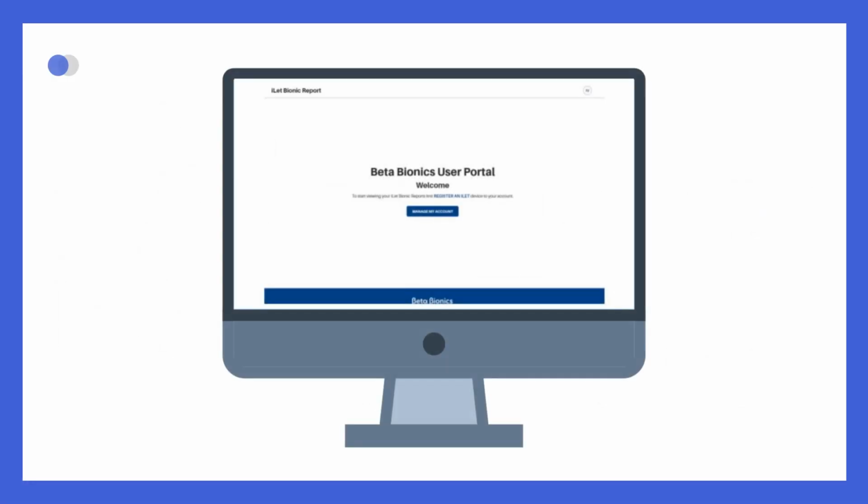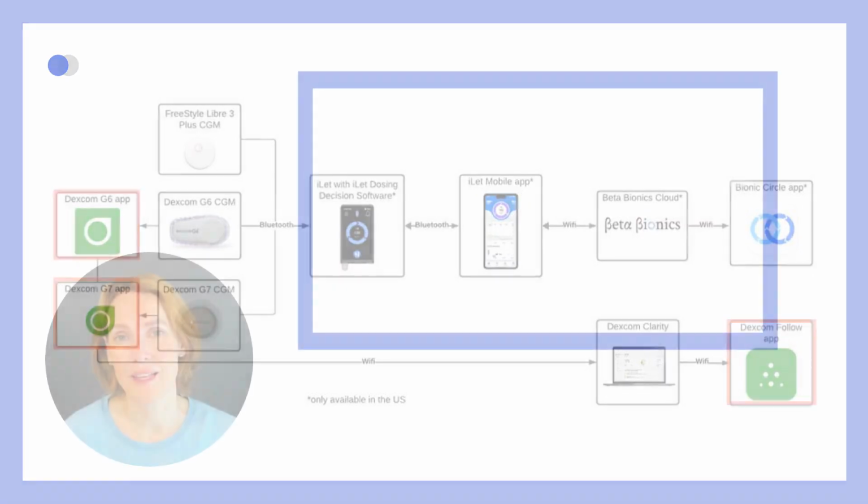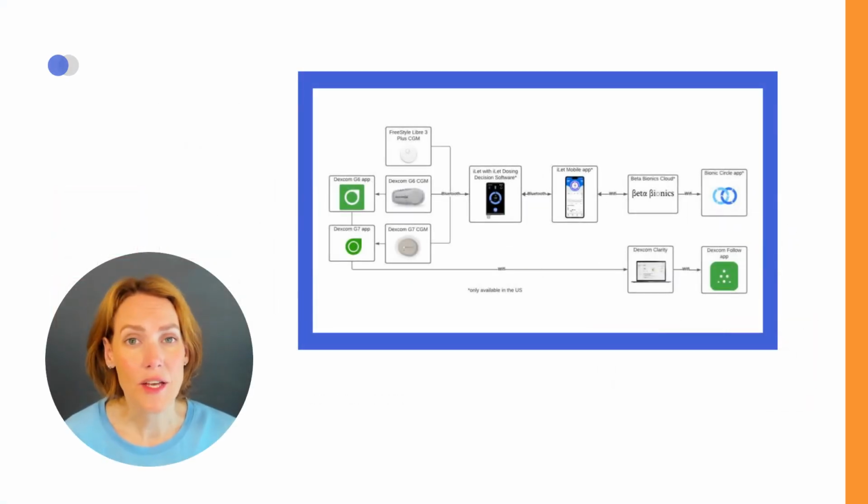Healthcare providers can access the data by logging into the Beta Bionics portal with their personal account. Family members can also remotely monitor glucose levels through the Dexcom Follow app, provided that the user also has the Dexcom G6 or G7 app installed. This ability to share data facilitates effective communication and collaboration between users, healthcare providers, and family members, leading to better diabetes management outcomes.